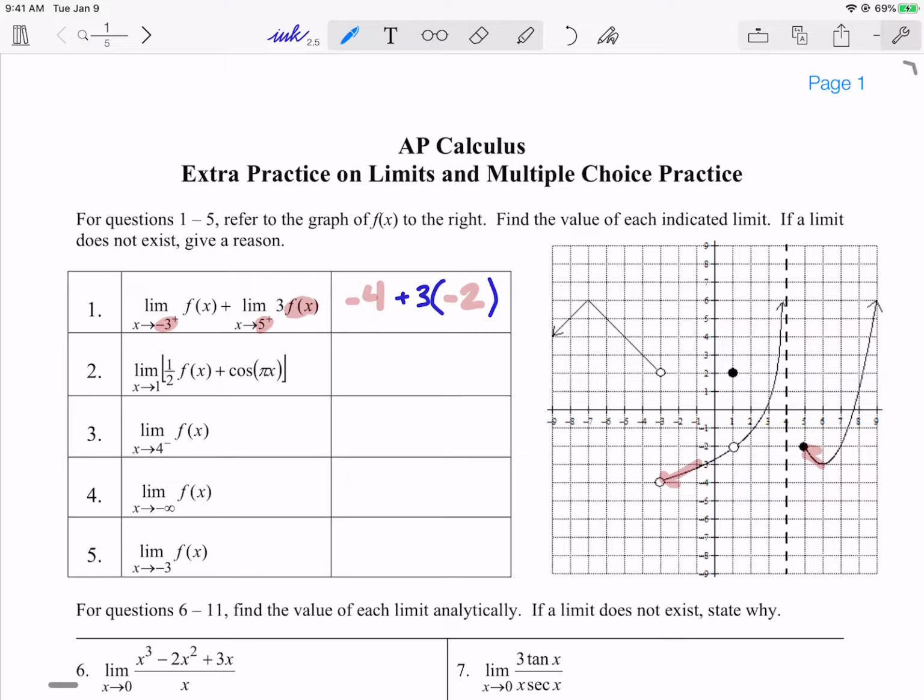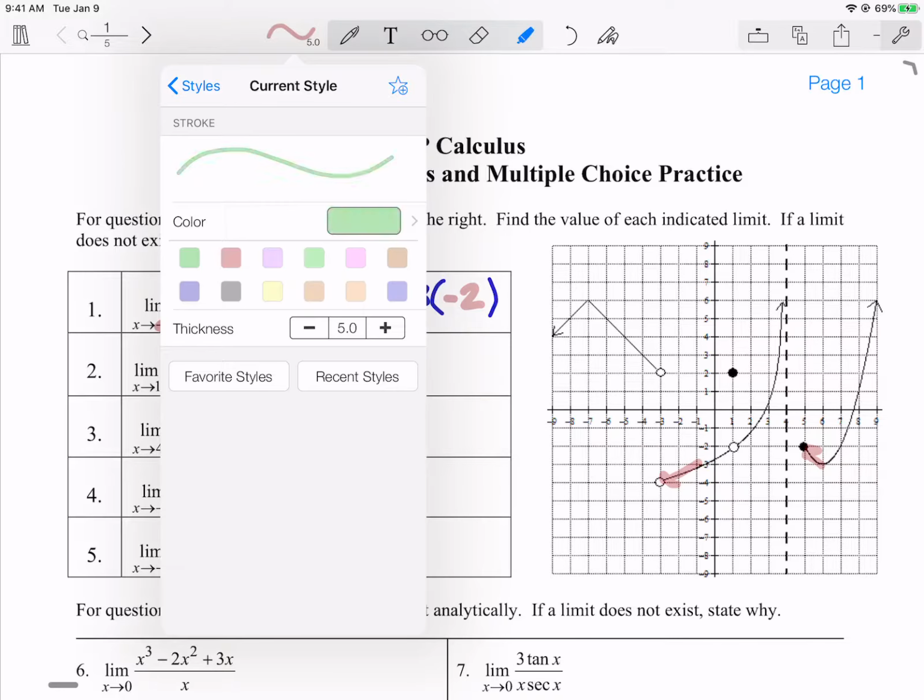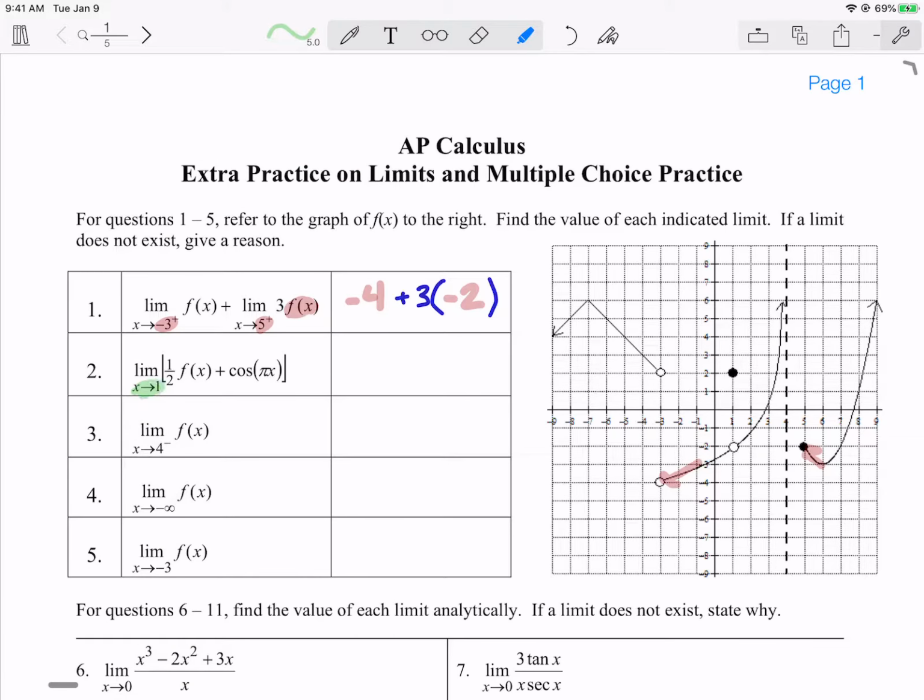The next one, I've got the limit as x goes to 1. So as x goes to 1 from the left, I get -2. From the right, I get -2. So this portion right here would be -2. And then I have cosine of pi times 1, which would be cosine of pi is -1. So I've got 1/2 times -2 minus 1, which would be -2.